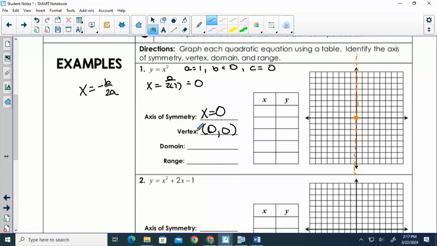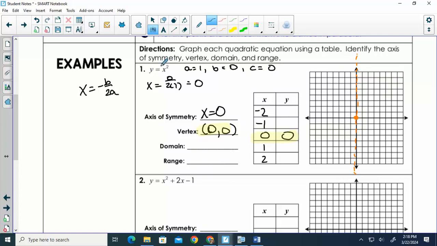So my vertex, all the t-charts that I've given you today have 5 spots. I'm going to put the vertex in the middle because the vertex is the middle of my graph. And then I need some points on either side. So if x is 0, then things bigger than that, I could put in a 1 and a 2. If I wanted to go smaller, what could I do? All right. And then how do you think we get the y's for all of these?